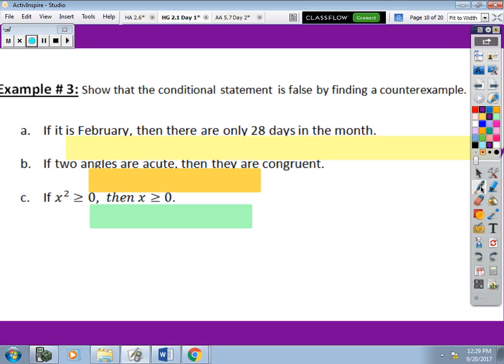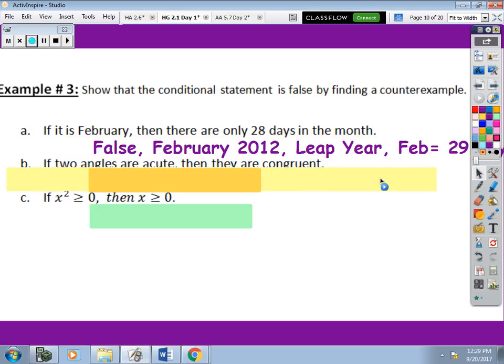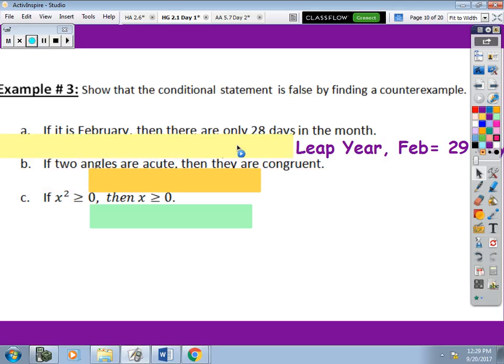What would my counterexample be? Lucy? Yeah, there can be 29 days in a month. Leap year. Okay, so up here is an old slide. It's the last leap year, but since then we've had 2016. So you really just need to put leap year. The leap year is going to get you 29 days in February, not 28.